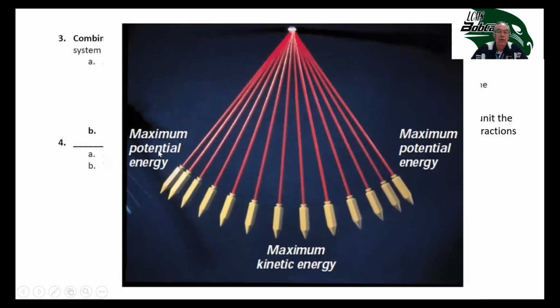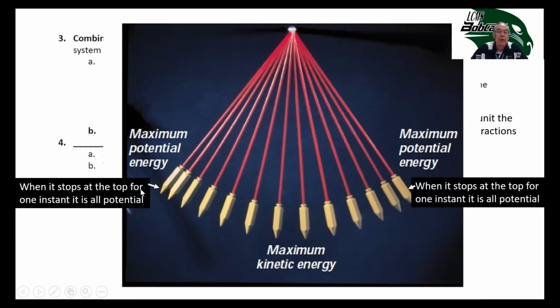Okay, so it shows over here, this would be its maximum potential energy. Over on the other side, it would have its maximum potential energy. And then as it drops to the middle, this is where it would be going the fastest, at the bottom. When it stops at the top for an instant, as it turns around and starts going back down, it would be all potential.